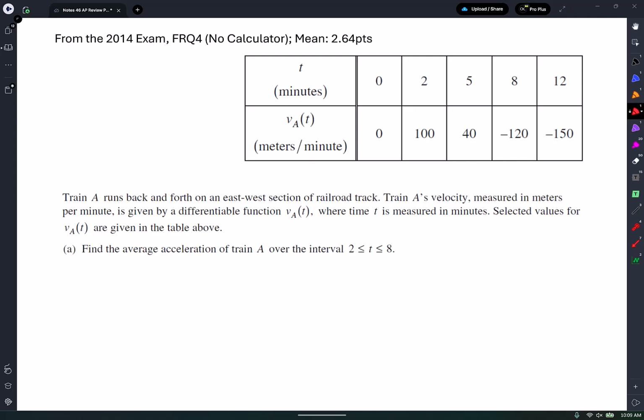This question in 2014 only got an average of 2.64 points. So that means it must have been considered, quote unquote, hard. How many points are in every FRQ? 9 points. Try to get at least 4. If you can get more than 4, I would say you're in good company. Are we still okay? All right, so obviously we know there's going to be a position, velocity, acceleration.